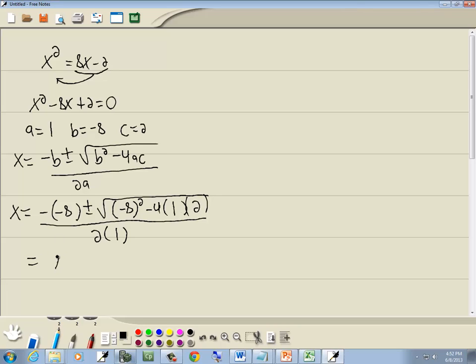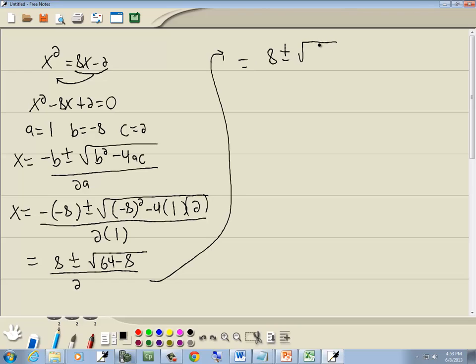Now negative negative gives me a positive 8, plus or minus the square root of negative 8 squared, which is 64, minus 4 times 1 times 2, which is 8, all over 2. Simplify that. 64 minus 8 gives us 56 over 2. And the prime factorization of 56 is 2 times 2 times 2 times 7, over 2.